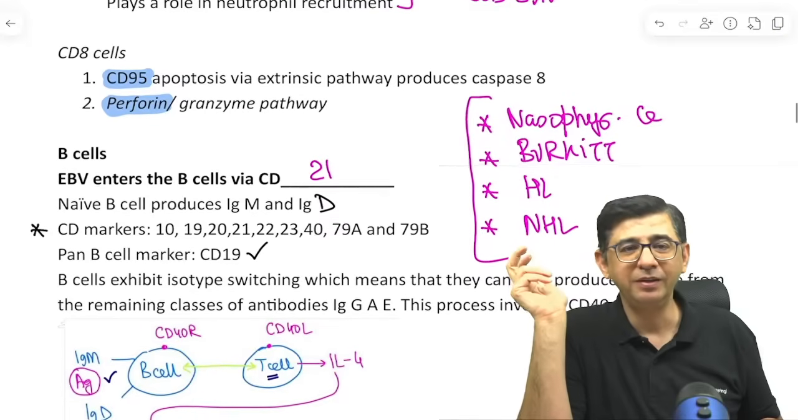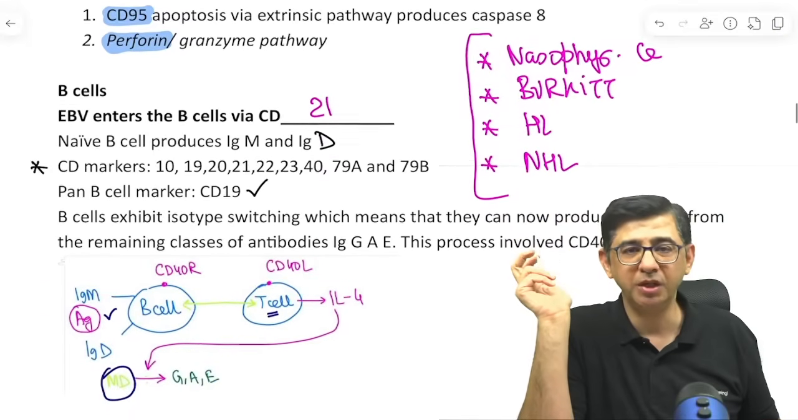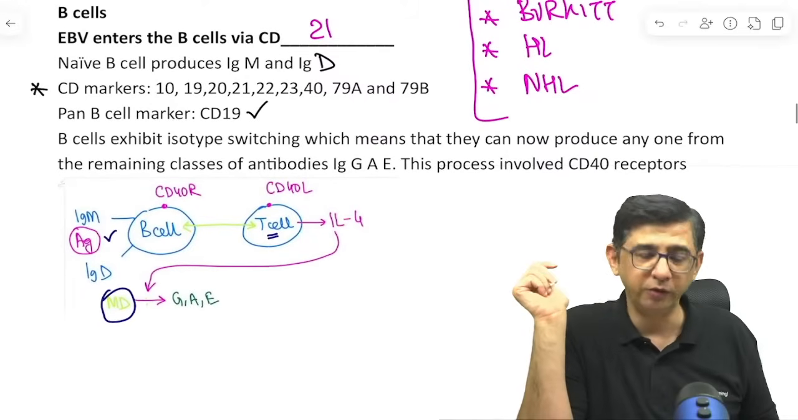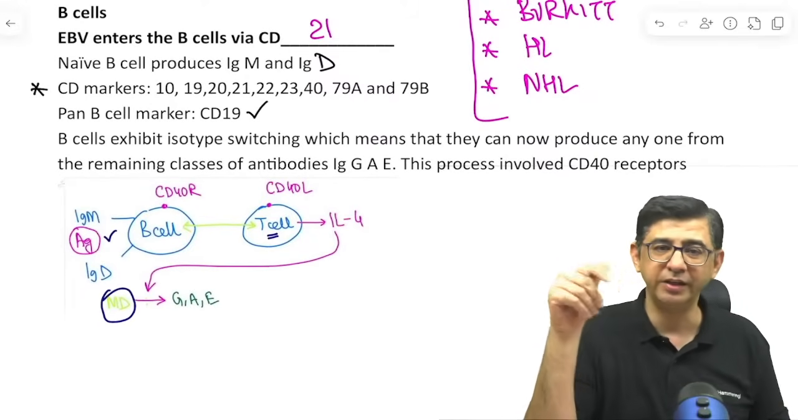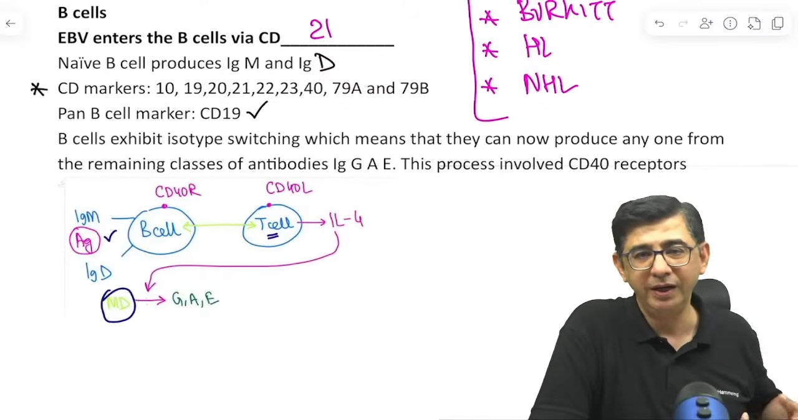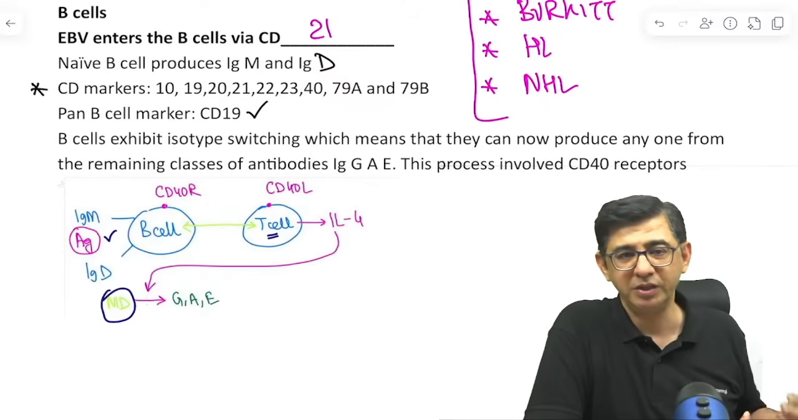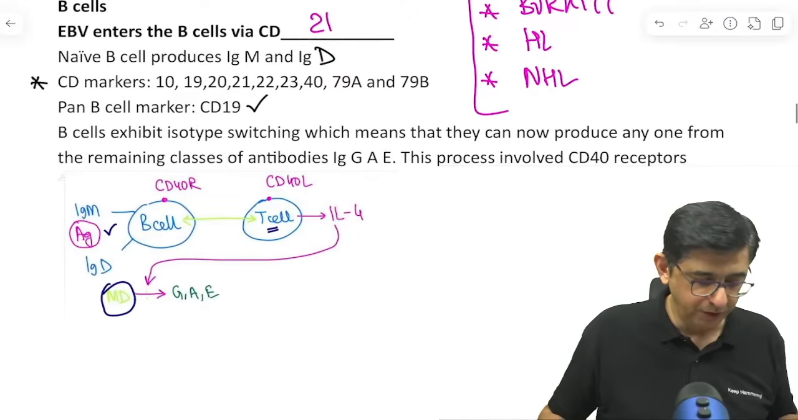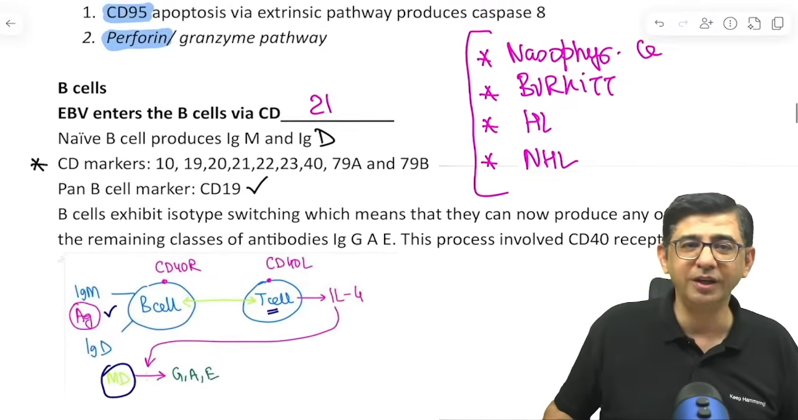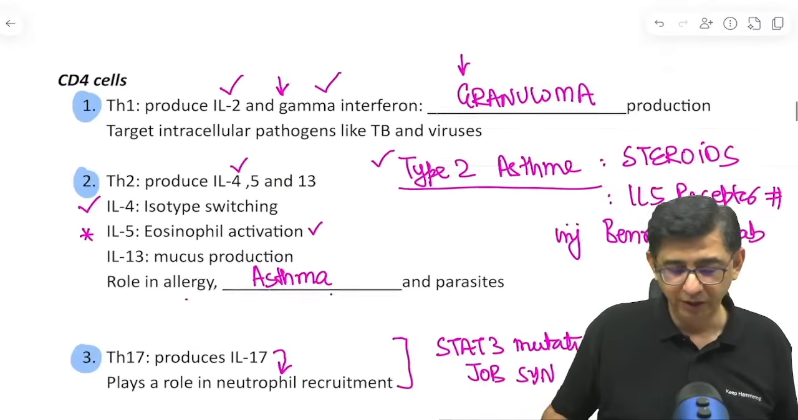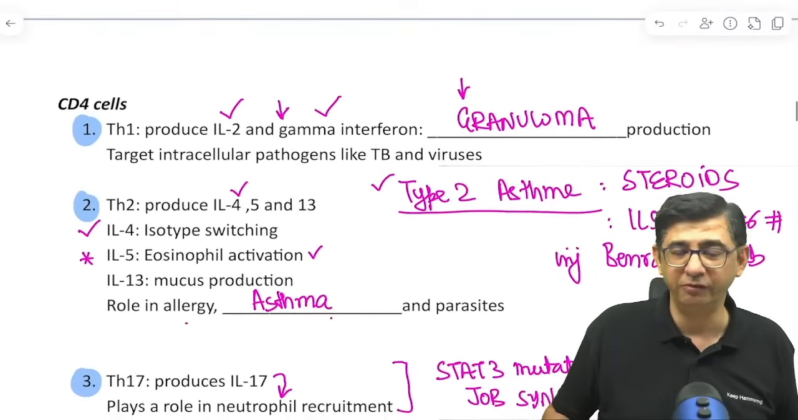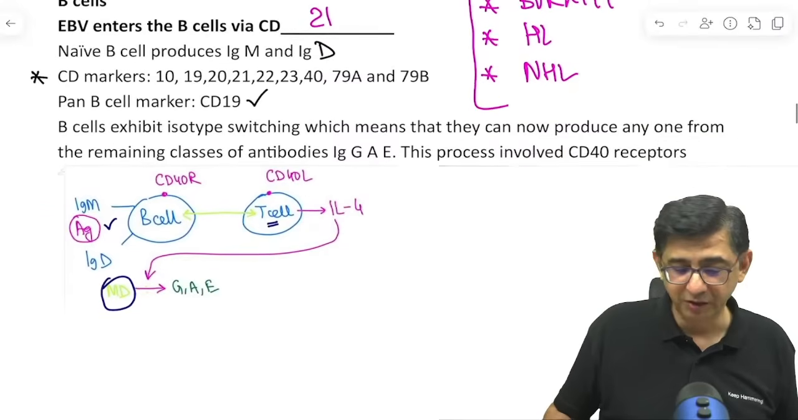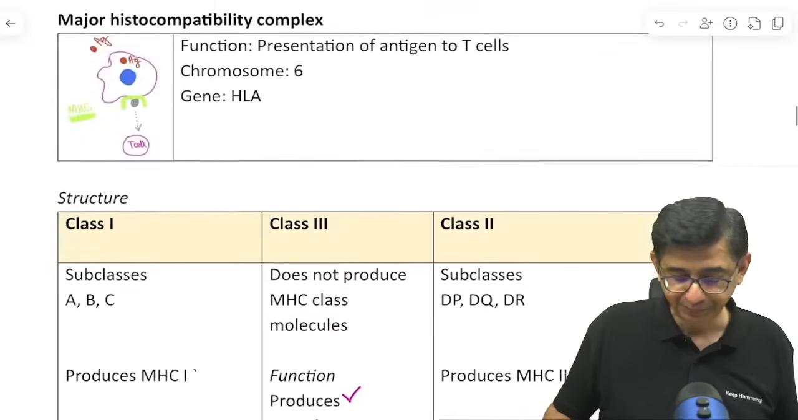So the pan T cell marker is CD3, and the pan B cell marker is CD19. And as I explained, B cells can do isotype switching, meaning they perform a specialized function using CD40 receptors. All of that is very standard data that is asked. Naive B cells produce what? Antigen detection, IgM and IgD, and then the specialized function is G and A antibodies via CD40. Sometimes only CD4 is given, but then they love to ask about the technical points of varieties of CD4 cells, and they like to ask regarding the special features of B cells that I've explained.